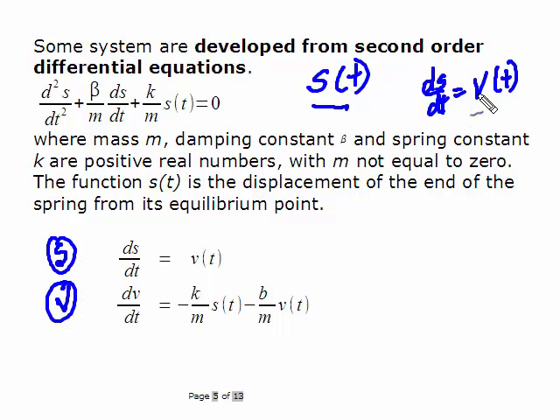When I take the derivative of velocity, I'm really taking the second derivative of displacement. So all of this ends up down here. And this first line is just the definition: ds by dt equals velocity. That's my first equation. The second equation is the derivative of velocity with respect to time equals minus k over m times s. The s appears here. Minus b over m times v. Why do we use v? Because v is ds by dt.